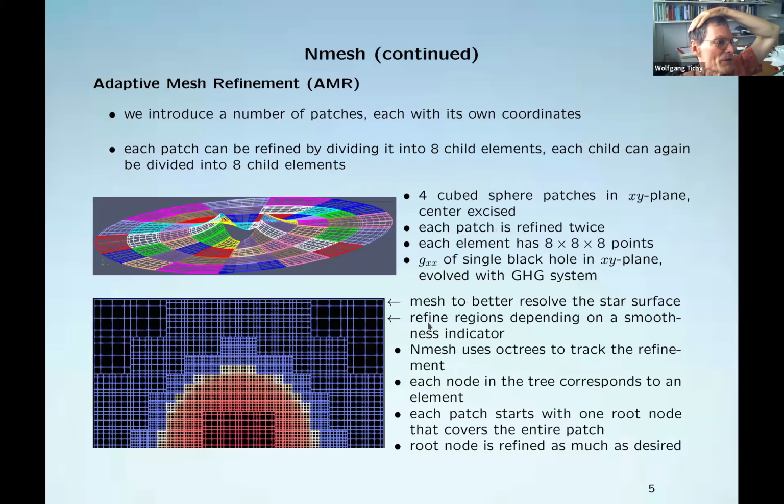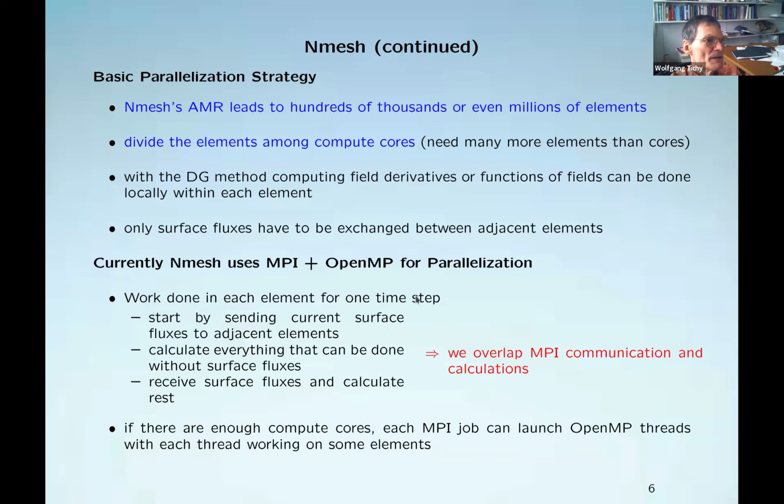Okay, so this is about refinement. So we have adaptive mesh refinement. And then we also need to parallelize this, right? And as I just said, we can do this refinement over and over as much as we want. And typically when you do this a lot, then this AMR that we have in Nmesh leads to hundreds of thousands or even millions of elements. And that means we have all these many elements, and that's then the strategy to parallelize. We then divide these many elements among the available compute cores. And typically what you want is many more elements than compute cores. That's when this thing works best.